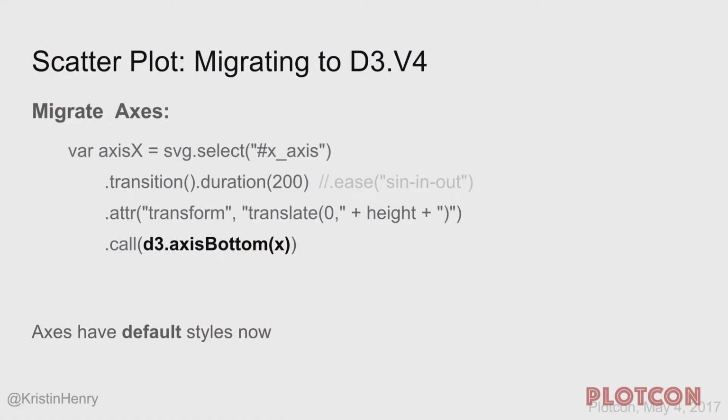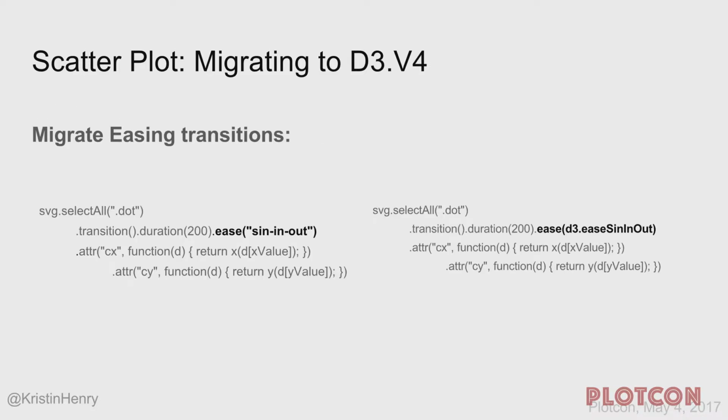Axes are now automatically styled. So you don't have to mess with exactly where the axes are. You just say, I want axis bottom, axis left, axis right. It takes care of all that. If you want to do anything specific, you can take care of that in your style sheet. Transitions is another thing that has changed. It's a little more complicated than others, but it really boils down to another syntax change. Instead of sin-in-out, it's just d3.easeSinInOut.